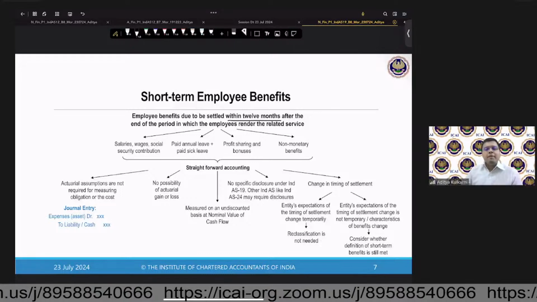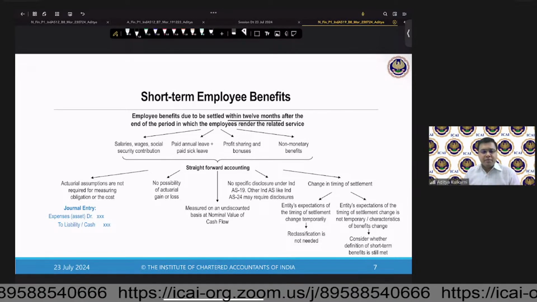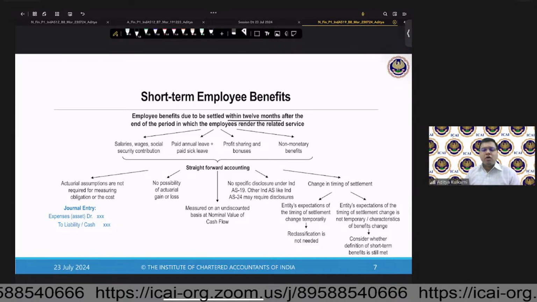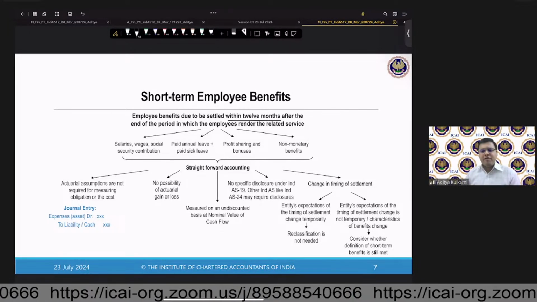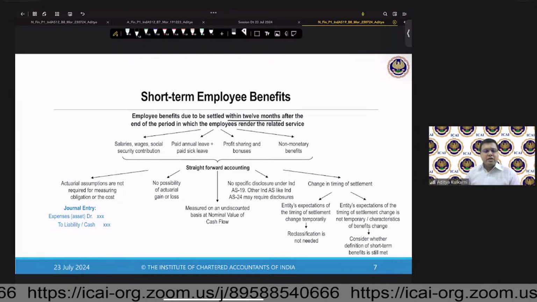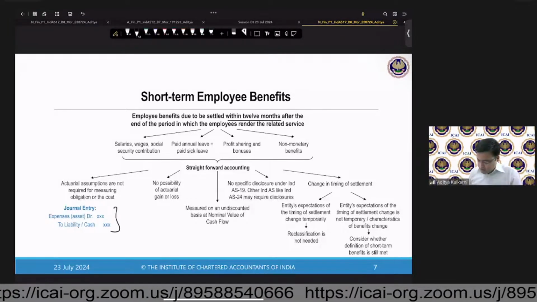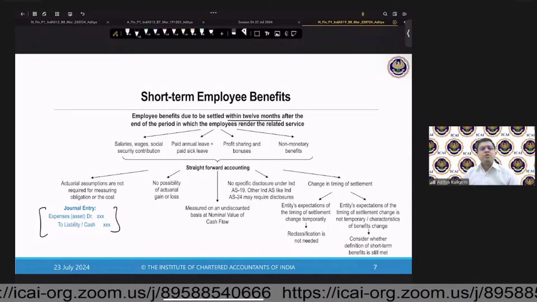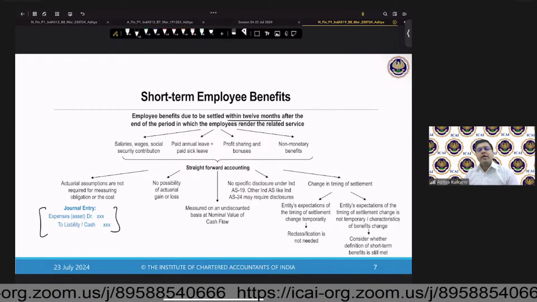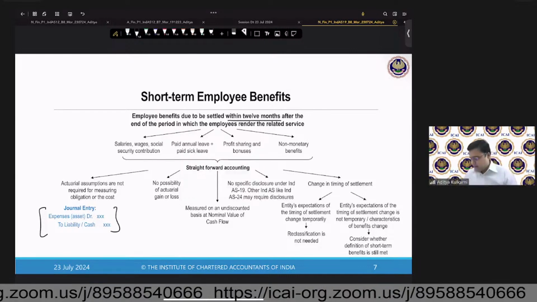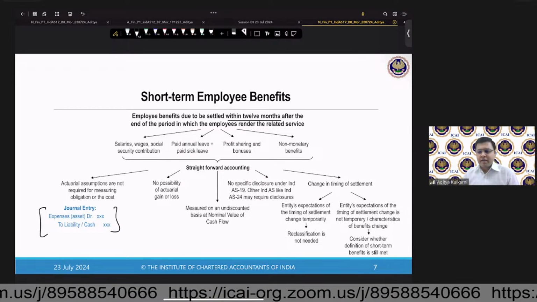Since it is going to be paid within 12 months, there is no need for any form of discounting. You just do a straightforward accounting: employee benefit expense account debit, to liability or to cash. So this is the typical journal entry that you are going to pass. Of course, if you are constructing an asset out of this, you are going to capitalize the employee benefit expense since it is directly relatable to the cost of the asset.